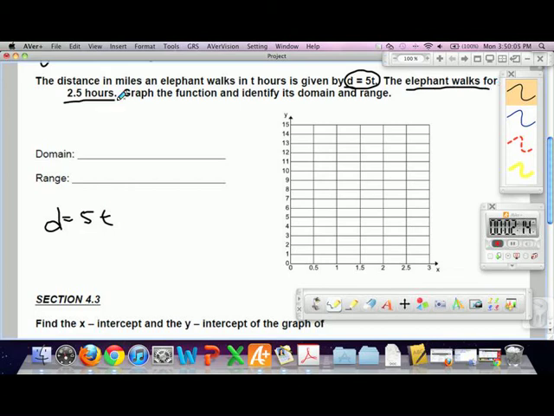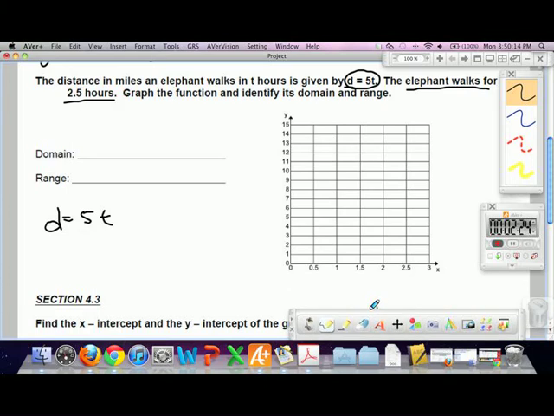When I look at this problem, I see graph the function and identify its domain and range. Let's graph. T is time, generally stands for an independent variable. We'll have time down here, we'll have distance on the y-axis. And let's make a table of possible values here. I know the least amount of time it can walk is not spend any time walking, zero. That means it goes 0 miles.